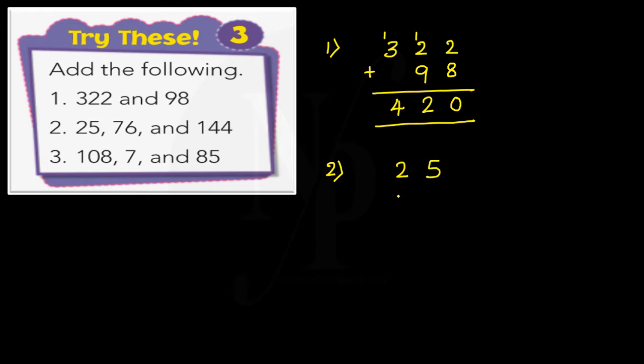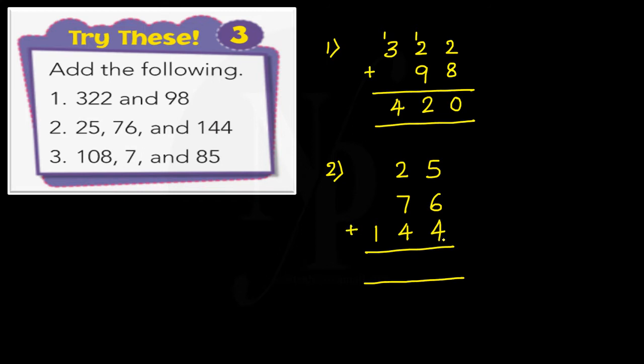And second number is 76. I will write 76 here. And the third number is 144. So you should start writing from the hundreds place. So I will start writing from here. 1, 4, 4. Like this. Writing down the numbers appropriately is also very important while adding or subtracting.